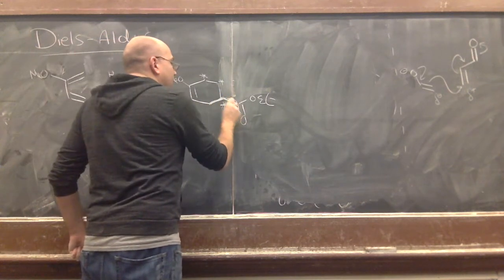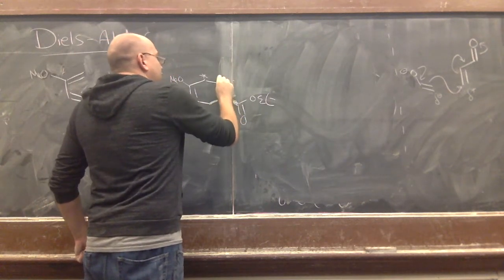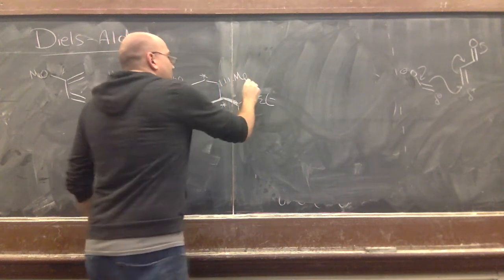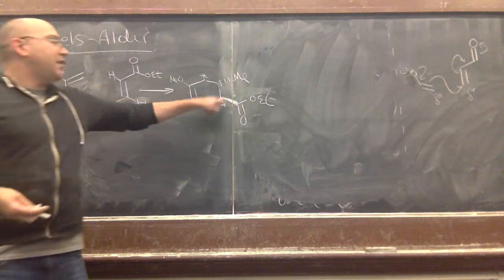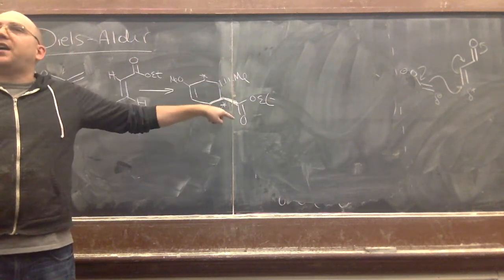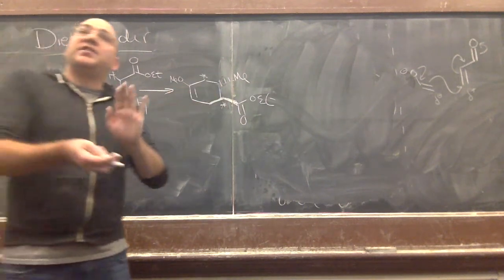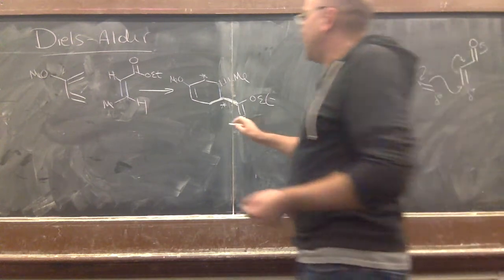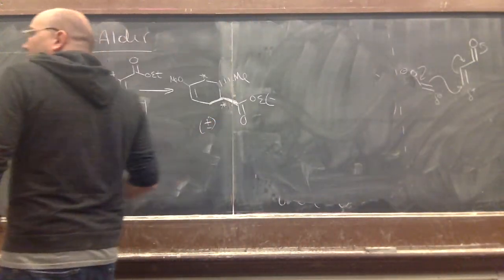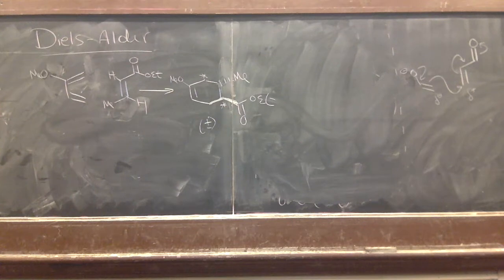It doesn't matter which one you choose, the dash and the wedge, you can flip-flop those. I could have made this the dash and that the wedge. I just chose to make this the dash, this the wedge, and that the dash. But the point is that they're on opposite sides of the ring. So you'd have a racemic mixture of this. You get both enantiomers of that molecule. So that should be an easy one for you guys to see. That's a fairly easy stereochemistry.